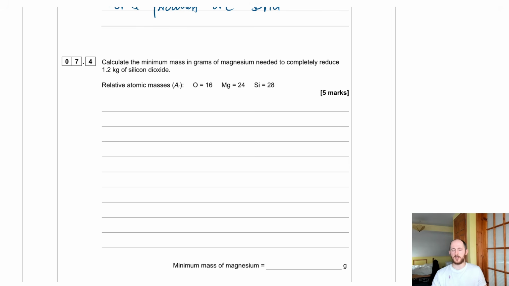So what we need to do here is use the atomic masses and the molecular masses in order to work this out. So, we have the atomic masses. We need to also work out the molecular mass, and in this case of silicon dioxide.